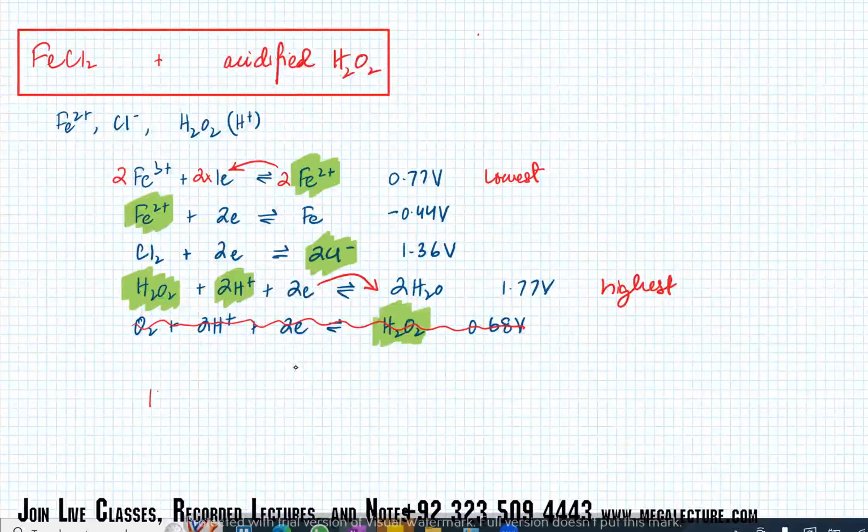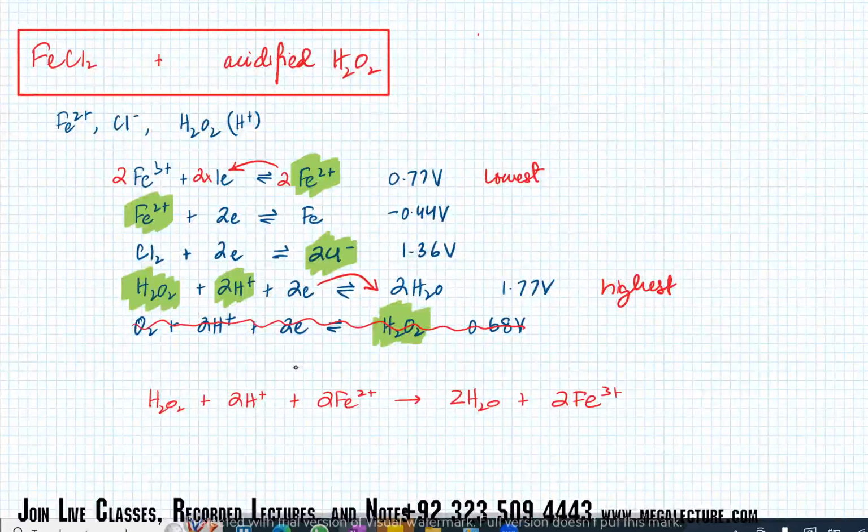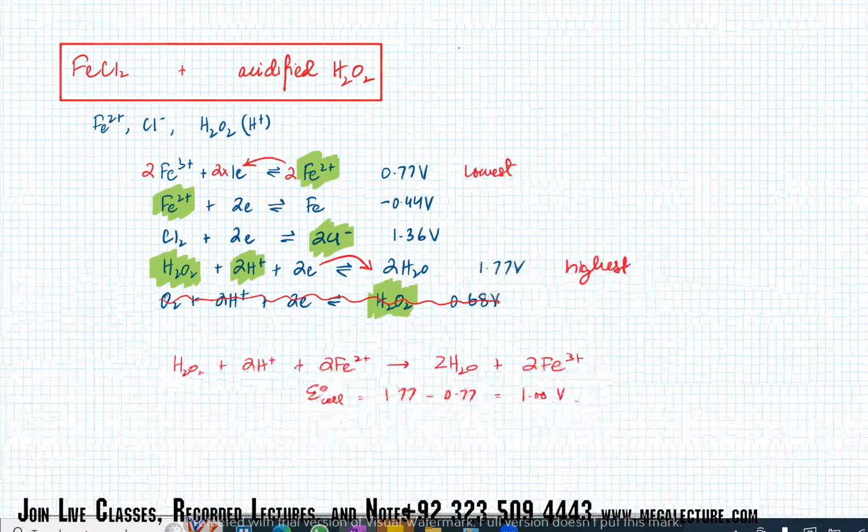What I'm going to get is H2O2, that's my reactant in the second equation. The first one is 2Fe2+. And on the product side, you've got 2Fe3+, and 2H2O. And you've got your E naught cell, which is reduction minus oxidation, which is 1.77 minus exactly 0.77. So it's 1 volt. Is this clear?